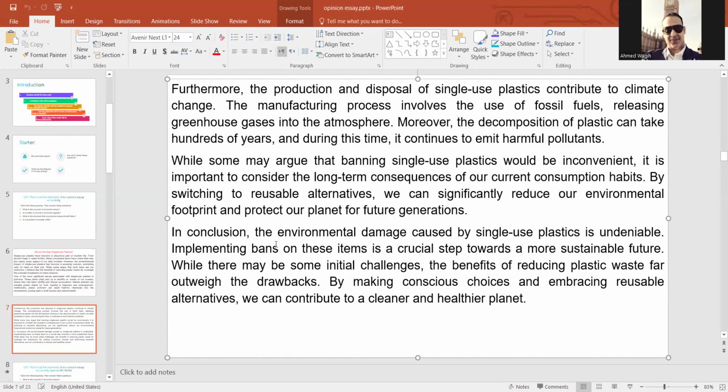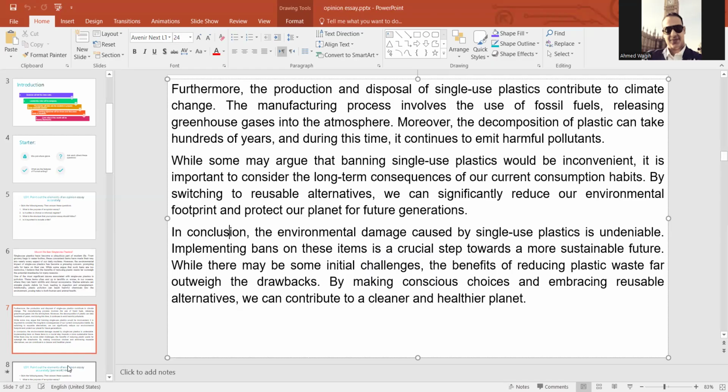Now, the conclusion. In conclusion, the environmental damage caused by single-use plastic is undeniable. Implementing bans on these items is a crucial step towards a more sustainable future. While there may be some initial challenges, the benefits of reducing plastic waste far outweigh the drawbacks. By making conscious choices and embracing reusable alternatives, we can contribute to a cleaner and healthier planet. In the conclusion here, you summarize your opinion again and stress it, and summarize your topic.